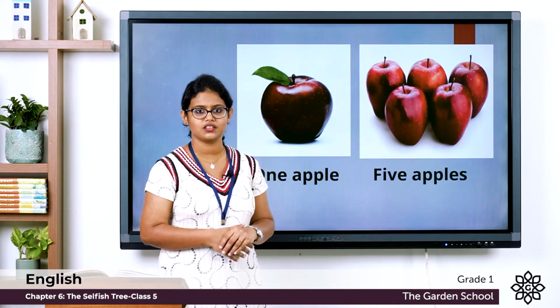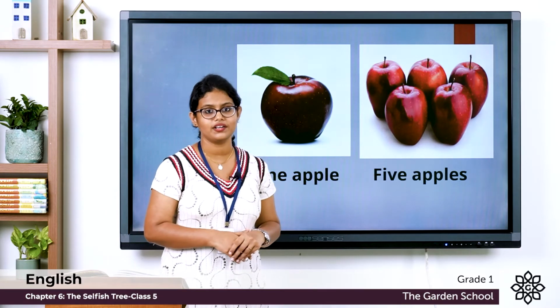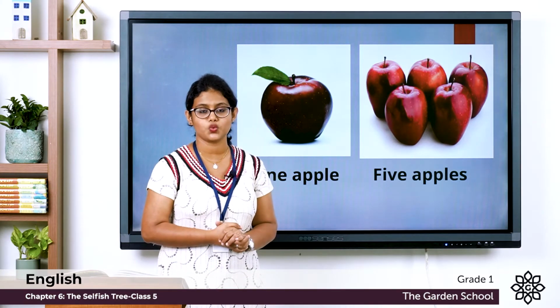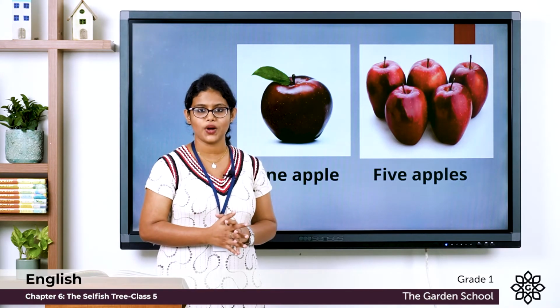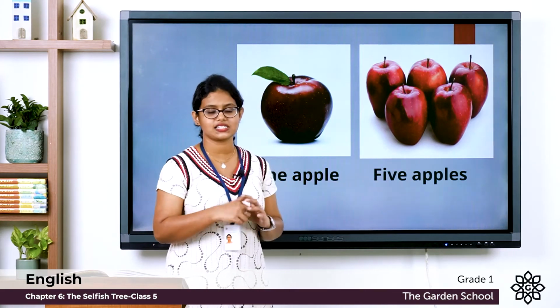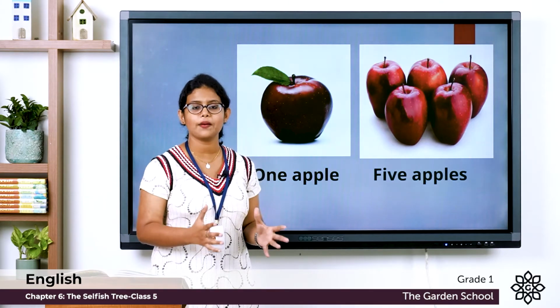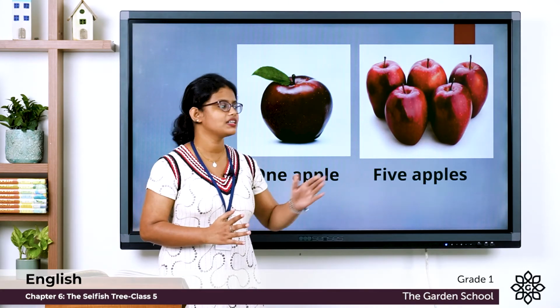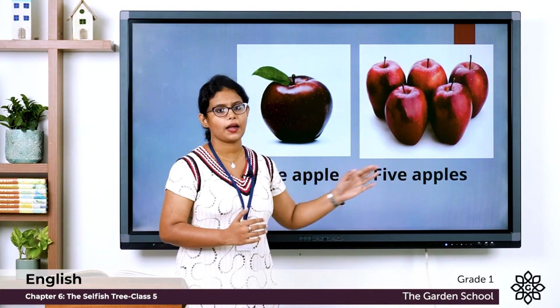How many are there? It's more than 1. How many? 5. So we say apples. Why? Because it is more than 1. So we add S at the end of the word apple. So it becomes apples. 5 apples.